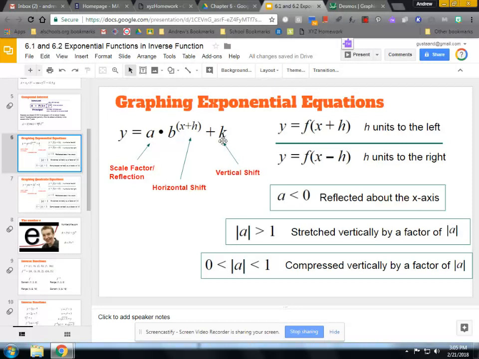So knowing how the vertical shift works, the horizontal shift, and that scale factor, flipping it vertically and flipping it horizontally is going to be part of the quizzes, assignments, and tests. So there you go. That was graphing, and you can move on to the number E.